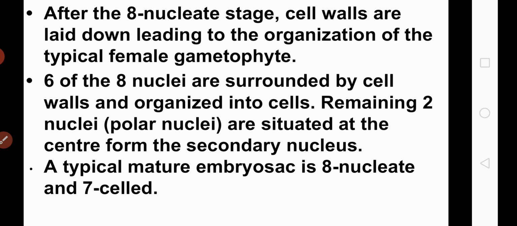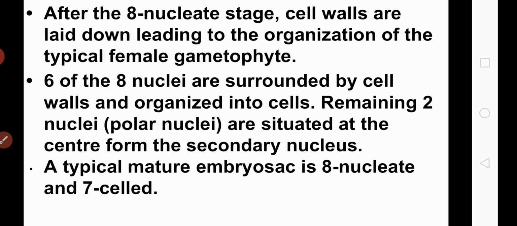After the 8 nucleate stage, cell walls are laid down, leading to the organization of the typical female gametophyte. Six of the 8 nuclei are surrounded by cell walls and organized into cells. The remaining 2 nuclei, which are also called polar nuclei, are situated at the center and form the secondary nucleus. A typical mature embryo sac is 8 nucleate and 7 celled.